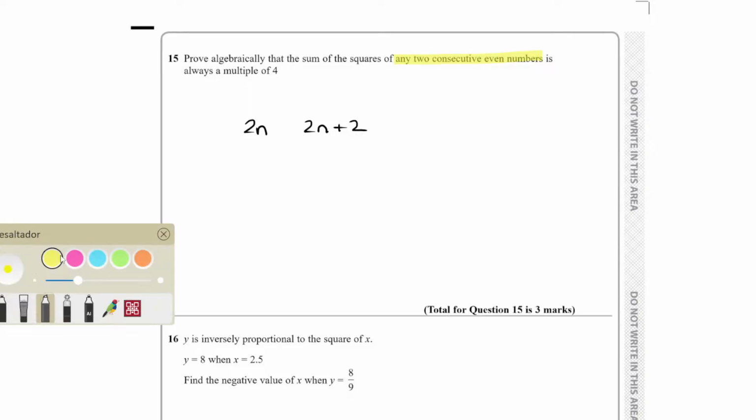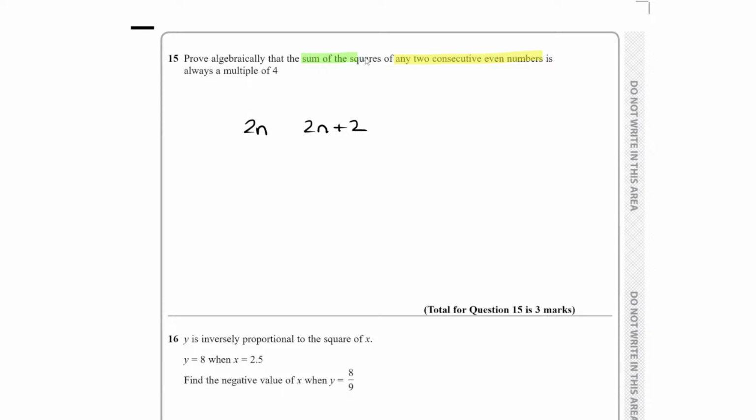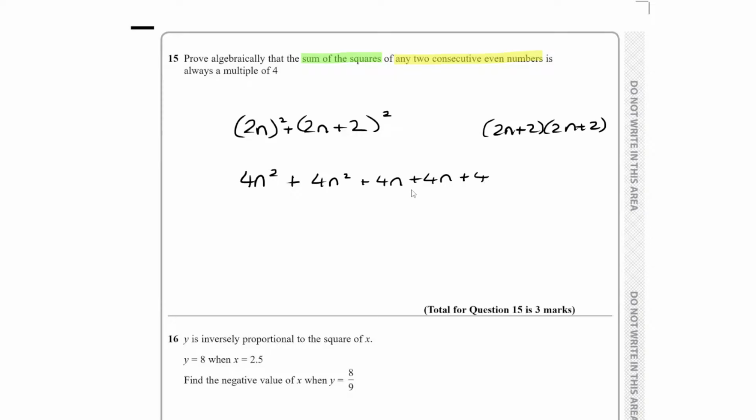And then I go, well, what was actually the calculation? The sum of the squares. That means I need to square them both and add them. I'm still not worrying about what I'm proving until right at the end. So let's square those. The first one is 4n squared, but the second one would expand, wouldn't it? It's effectively double brackets, so make sure you expand the brackets properly. So you get 4n squared plus 4n plus another 4n plus 4. Simplify all of that, I get 8n squared plus 8n plus 4. Okay, that would most likely give you 2 out of 3 marks anyway.